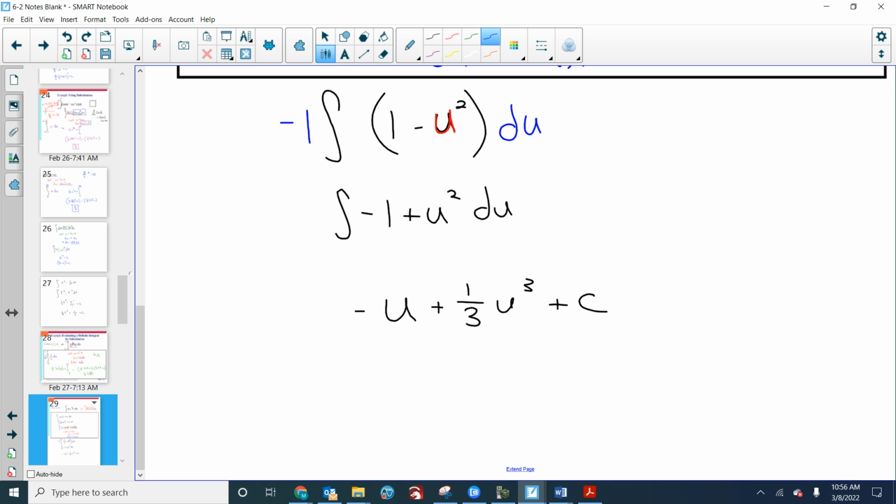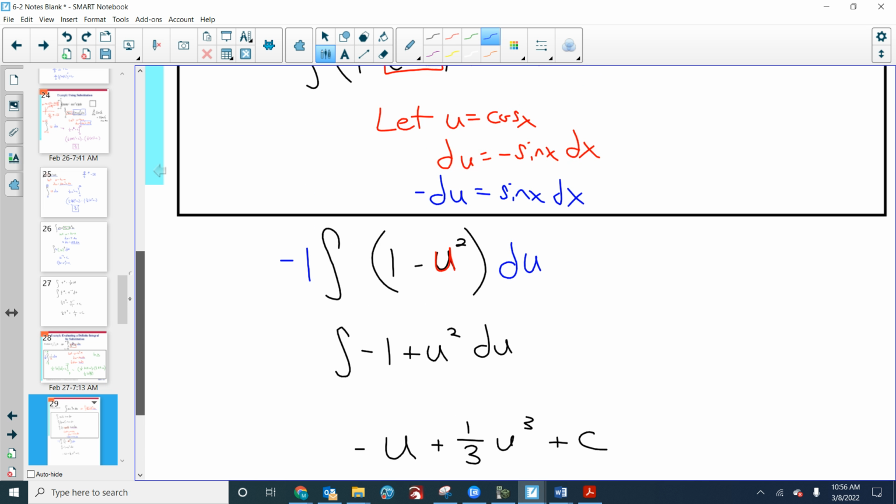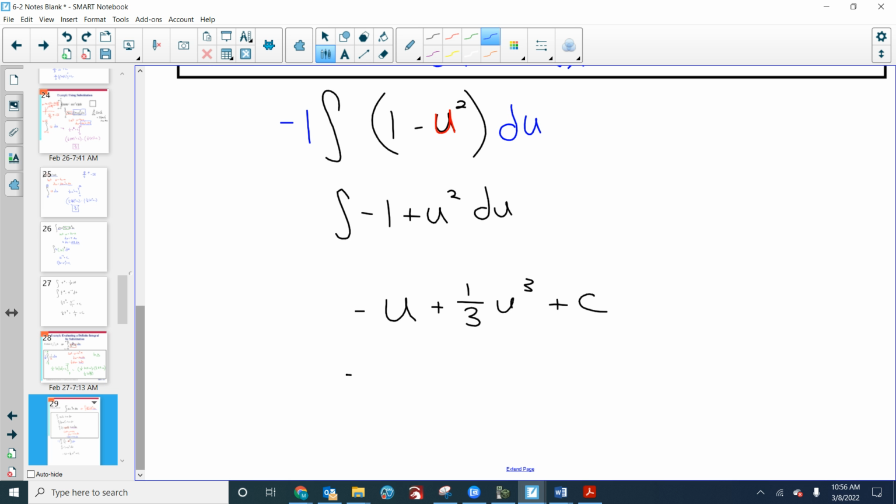All right. What did we let u equal? Cosine x. So we have negative cosine x plus 1/3 cosine cubed x plus a constant. Wasn't that a beautiful identity?